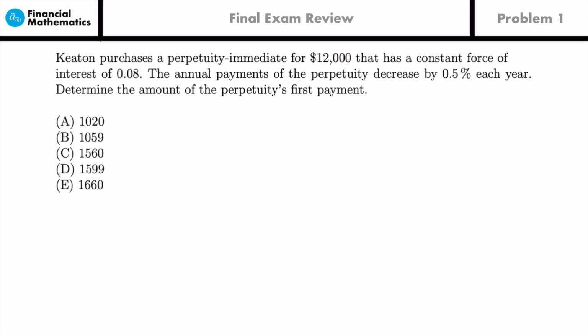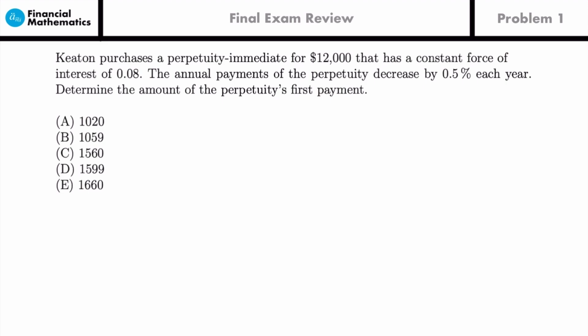Okay, so the first thing that stands out to me in this problem is that we are working with a perpetuity. So that means that there are payments being received or payments being made forever. So we're not going to be working with our typical annuity formulas, most likely. We're going to be working with some special formulas related to perpetuities. In this case, the annual payments of the perpetuity are decreasing by 0.5% each year. So that means that we are working with a geometric perpetuity.